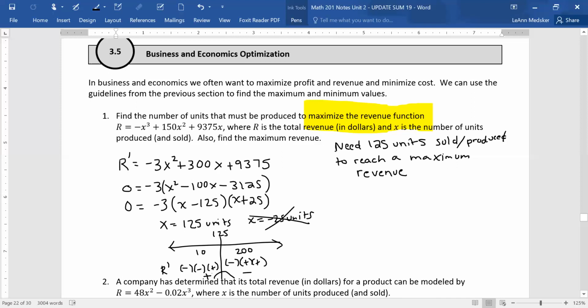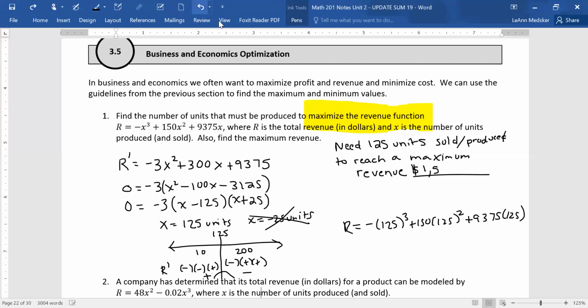To figure out your revenue, because we want to know what that would be, we need to plug 125 back into the original function. So R equals negative 125 cubed plus 150 times 125 squared plus 9,375 times 125. I already worked through that, and that gives us a max revenue in dollars of 1,562,500.